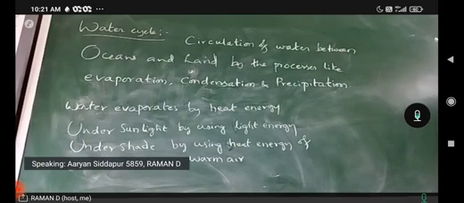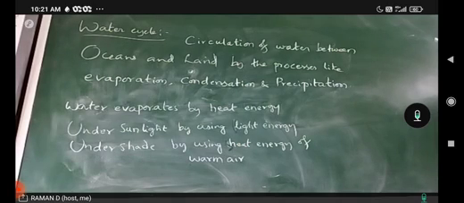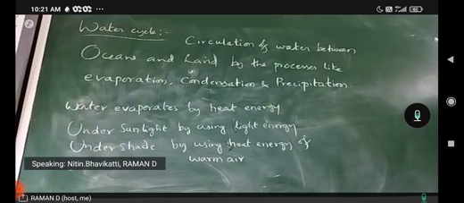So there are three conditions in which the water evaporation occurs faster. One is rise in the temperature, another one is rise in the surface area, and the third is rise in the wind speed. With the increase in all these three things, the rate of evaporation also increases. Is that clear? Okay.